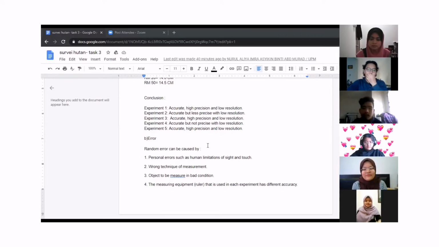Thank you. For the third, random error can be caused by the object to be measured being in bad condition. It means that maybe the money that we used as objects is not in a good condition. Number 4, the measuring equipment, the ruler used in each experiment, has different accuracy. Maybe each ruler that each participant used is not right, the lines of the ruler are not correct sometimes.